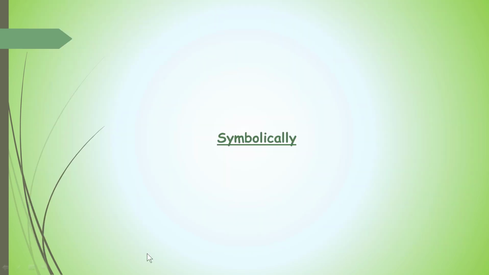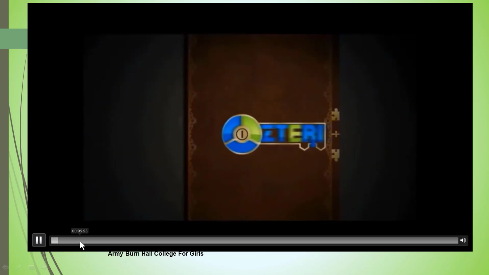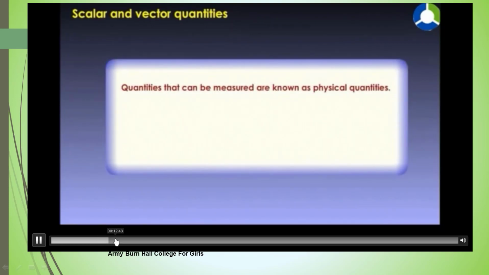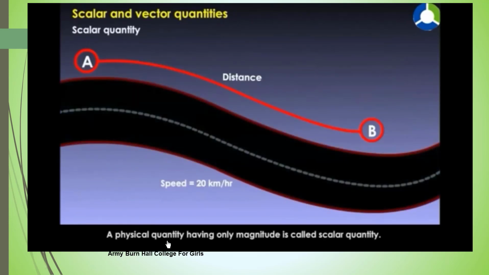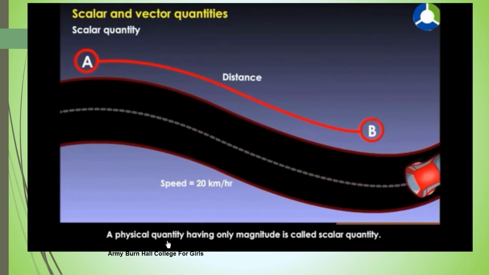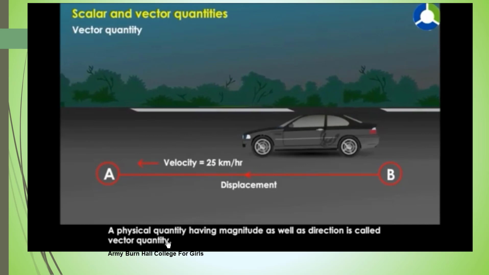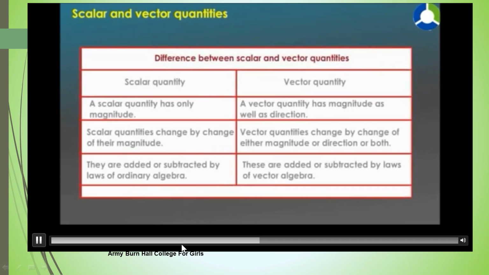So if we are going to differentiate between scalars and vectors, how are we going to do that? Let's check it out. Scalar and vector quantities. Quantities that can be measured are known as physical quantities, which are categorized as scalars and vectors. For example, if a car is moving and covering some distance, that distance is a scalar quantity. But if we check its direction, in which direction it is moving, we are checking its velocity and its displacement. Both require direction, so these are vector quantities.